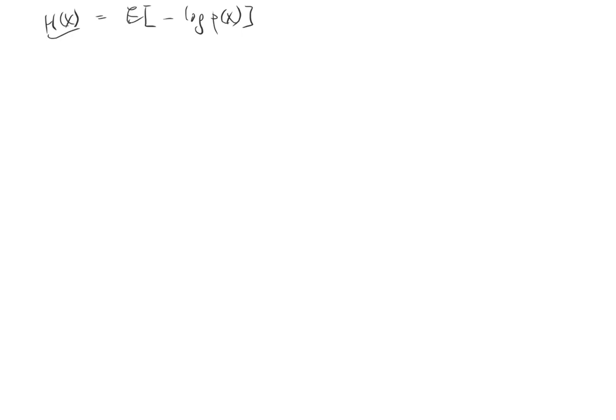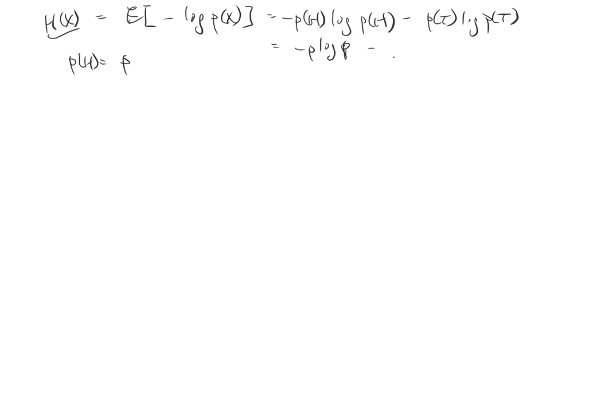So again, if we look at coin flipping, and we say the probability of heads is equal to P, then H(X) will be a sum over two events, either X is heads or X is tails. So it will be minus P(head) log P(head), minus P(tail) log P(tail), right? Or I can write minus P log P minus (1 minus P) log (1 minus P) here.